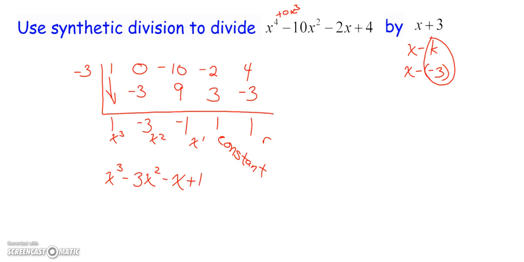Another way to write that remainder, instead of saying remainder 1, it looks better if you write it as a fraction: 1 over what we divided by, x plus 3. That's the best way to write it. So if you said remainder 1, a lot of people would know what you're talking about.